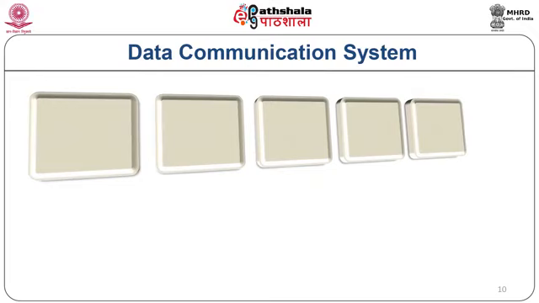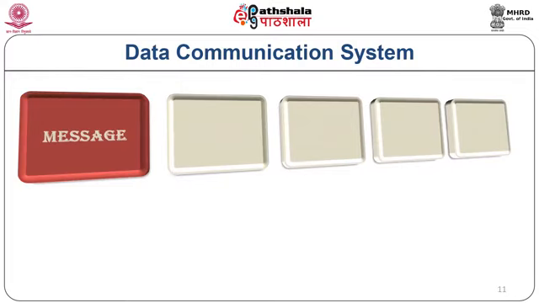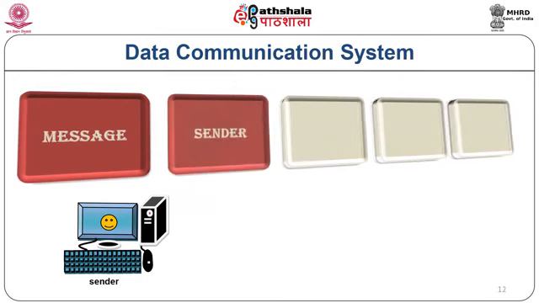Let us now have a look at the basic components of a data communication system. The system has 5 major components. The first one is message. Message is the information data that is intended to be communicated. Information data can be in the form of text, numbers, image, audio, and video. Sender. The device that sends the data information is called the sender or transmitter. Sender can be a computer, workstation, telephone handset, video camera, mobile phone, and other peripheral devices.